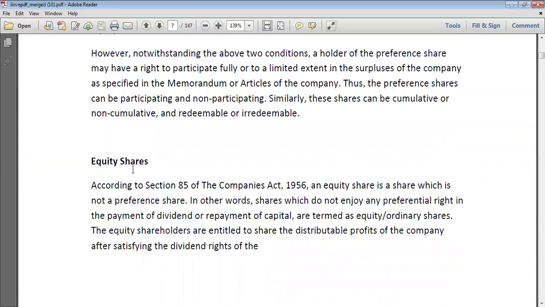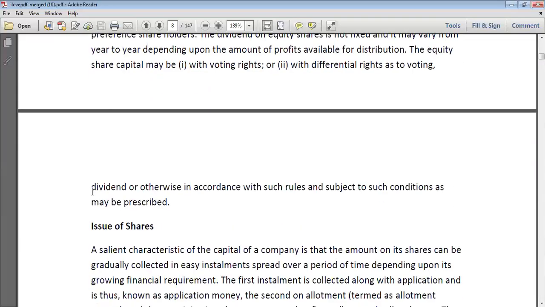Okay. Now, the second type of share is the equity share. What are equity shares? Who are the equity shareholders? According to Section 85 of the Companies Act, an equity share is a share which is not a preference share. That means shareholders who don't have any preferential right to receive dividend or any preferential right to receive their repayment of capital at the time of winding up. That is called an equity share.